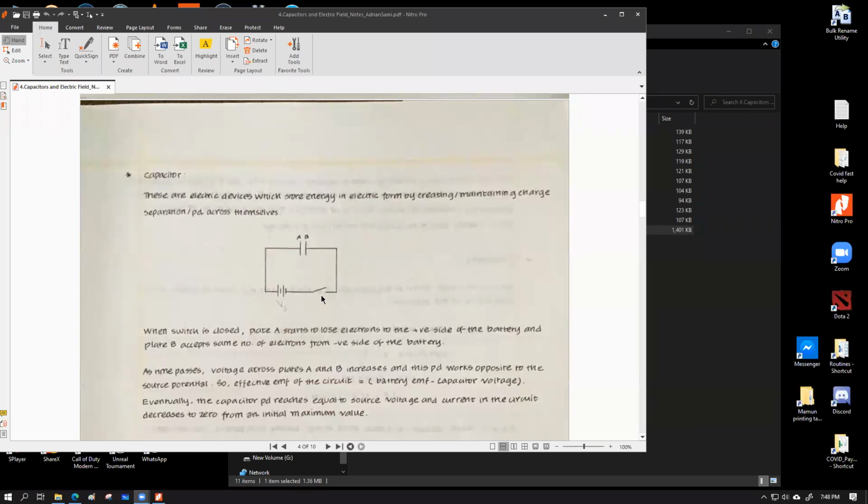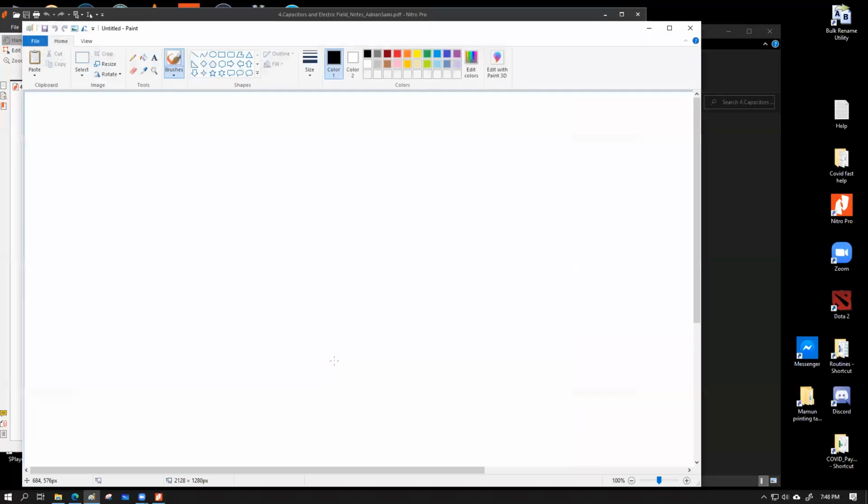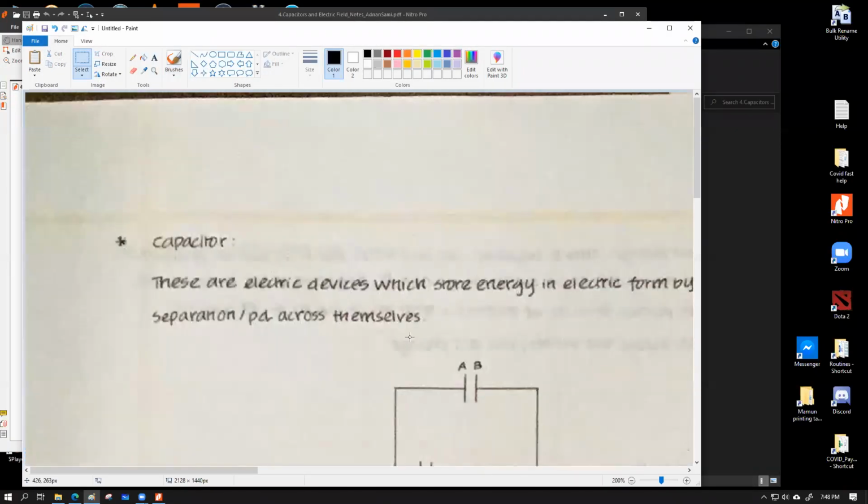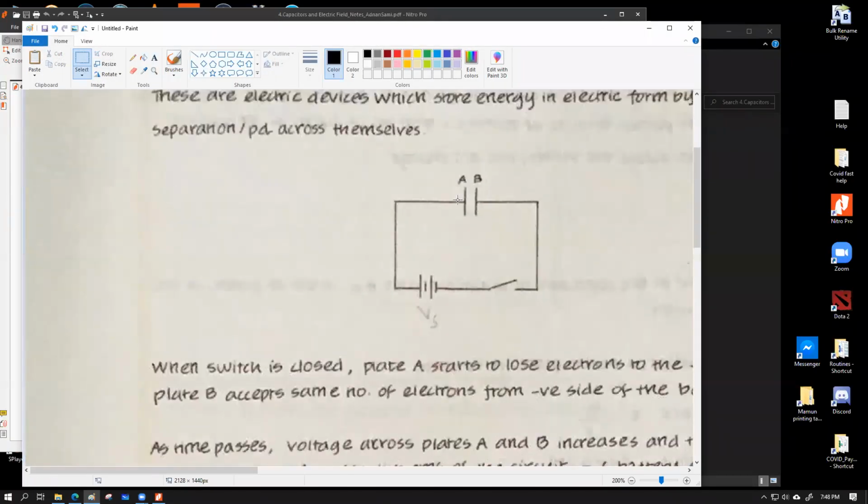So whenever we close this switch, current will start to flow. Now you might wonder, why should current flow? There is no continuation of this wire over here. This wire is disconnected, so why should the current flow? The reason the current will flow is that these two lines, A and B, are designated as two metal plates. So these two are considered as two metal plates.